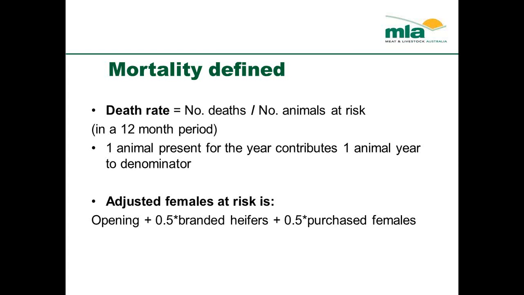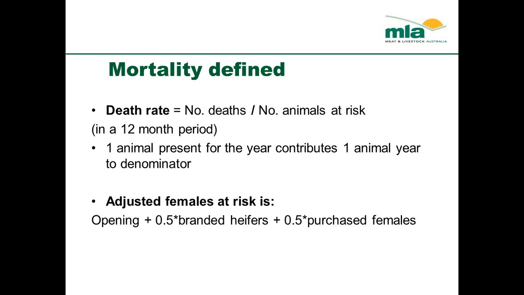Before we get a little bit more into that livestock inventory schedule approach, I just want to define what we're talking about in terms of mortality. The way we define mortality in this project is the death rate, which is the number of deaths as a numerator, divided by the number of animals at risk in a 12-month period. So if one animal is present for the year, that contributes one animal year to the denominator. However, that's not actually how it works in practice, because some animals are there for part of the year, whether they're born there in the middle or later in the year, or sold early or later in the year, and so on.